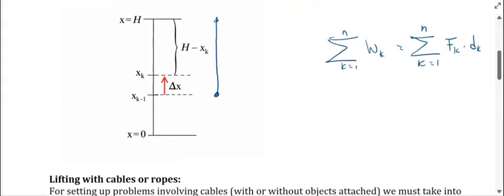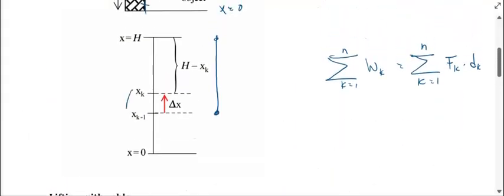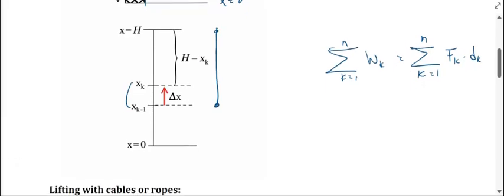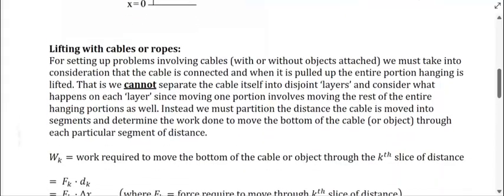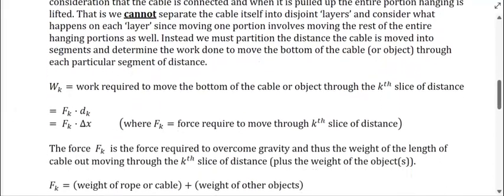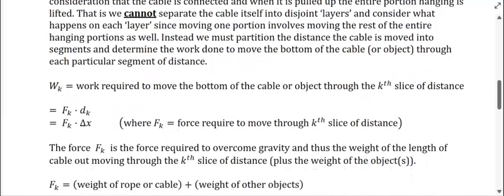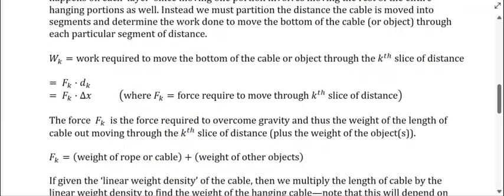Let's go back up to the picture. This is going to be our kth slice of distance. How can we get the bottom through that amount of distance, which is going to be delta x? Well, as we said there, d sub k is going to be delta x. F sub k, the force required to move through the kth slice of distance, is going to just be the weight. It's the force required to overcome gravity.